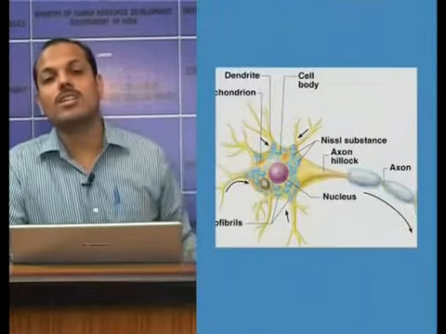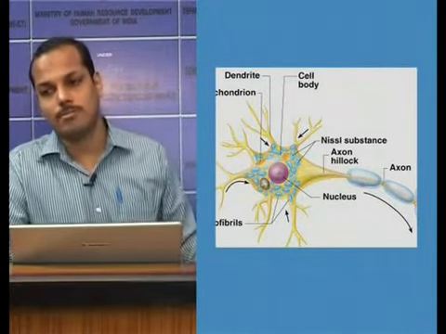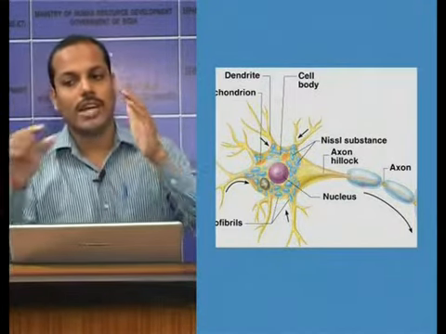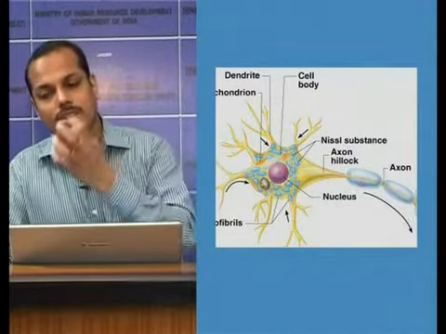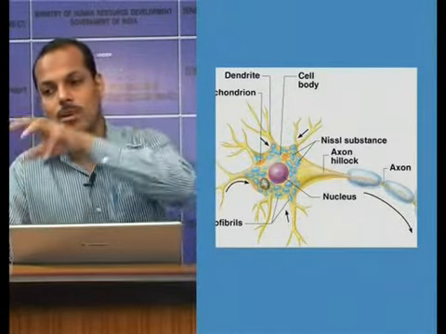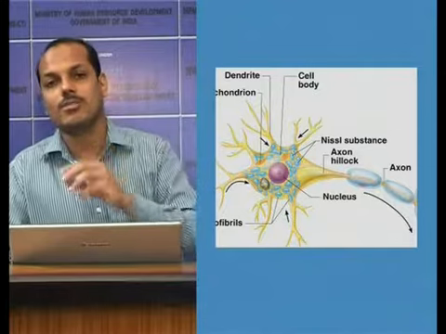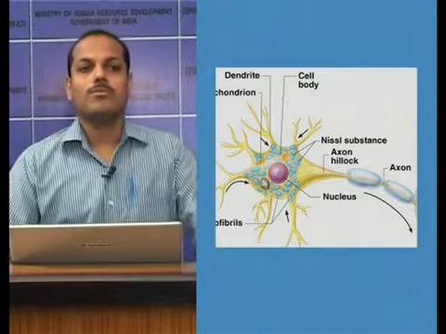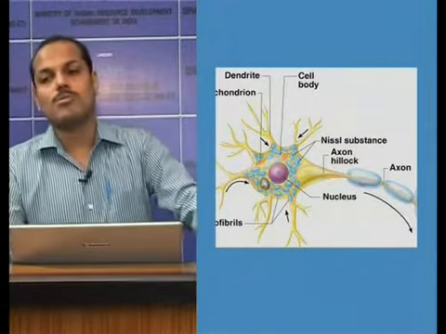Then the second structure seen is the Nissl granules. These are small granules seen all over the soma, but not present in the axon hillock. Axon hillock is the area where the axon attaches to the cell body. Nissl granules are small cavities bound by plasma membrane. They are actually fragments of endoplasmic reticulum to which ribosomes are attached.